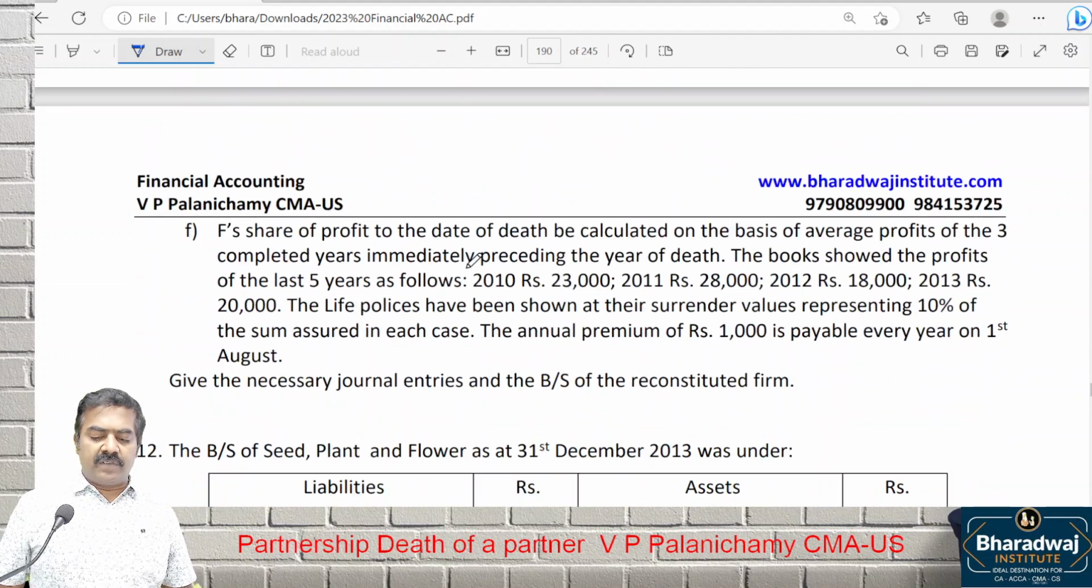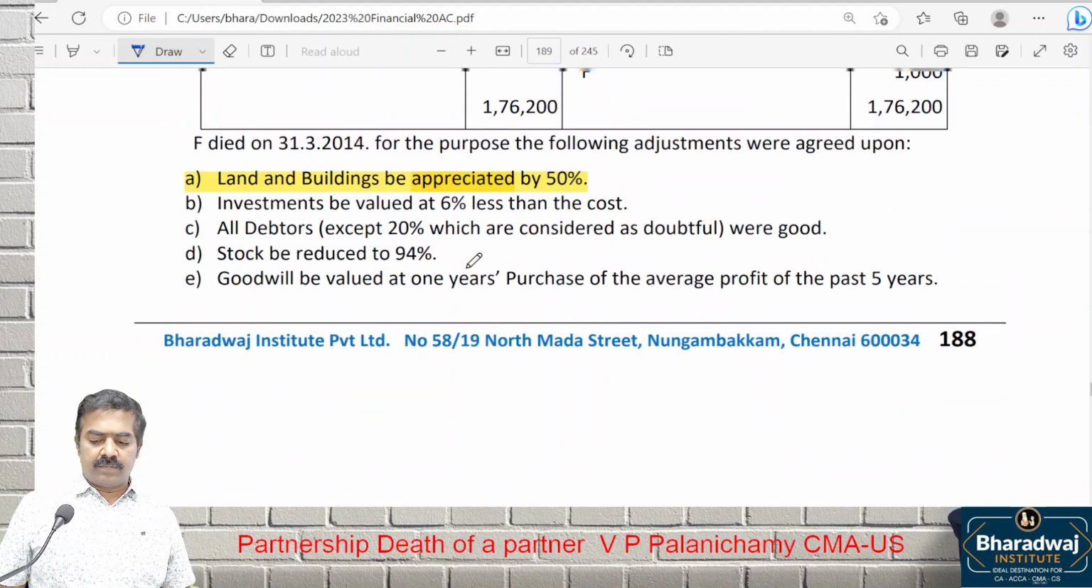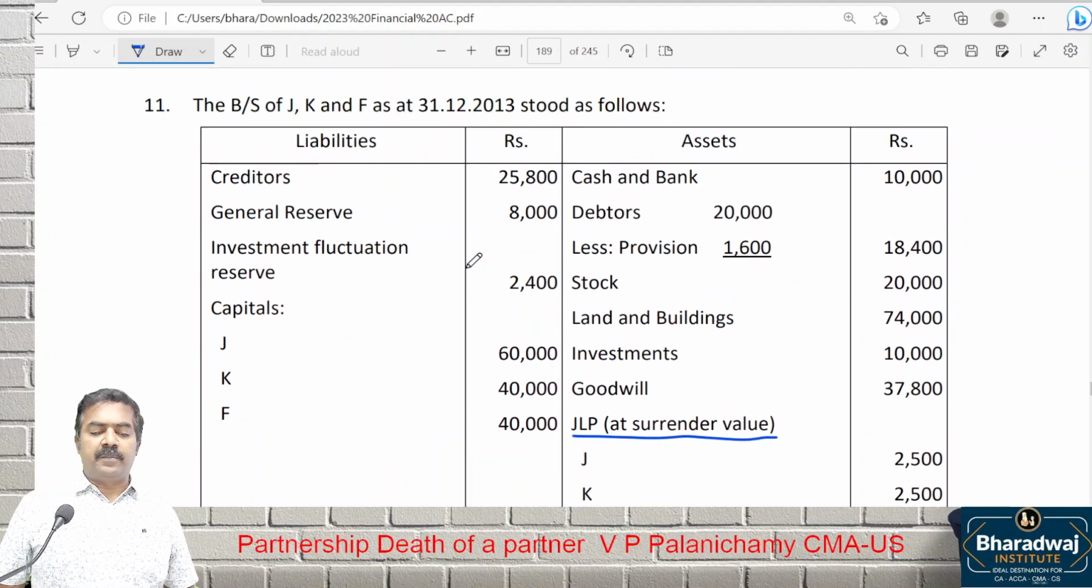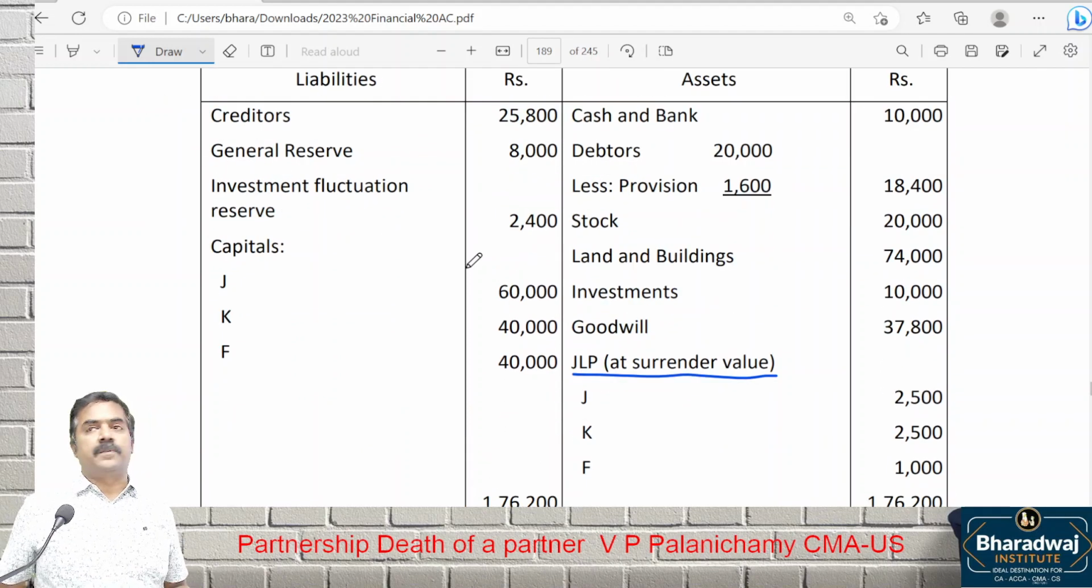What is the ratio given? Profit sharing ratio. Is any profit sharing ratio mentioned in the question? If no ratio is mentioned, you will go for equal ratio. Try to work out step 1 and step 2. I will join with the joint life policy. Please try to work out step 1 and step 2.